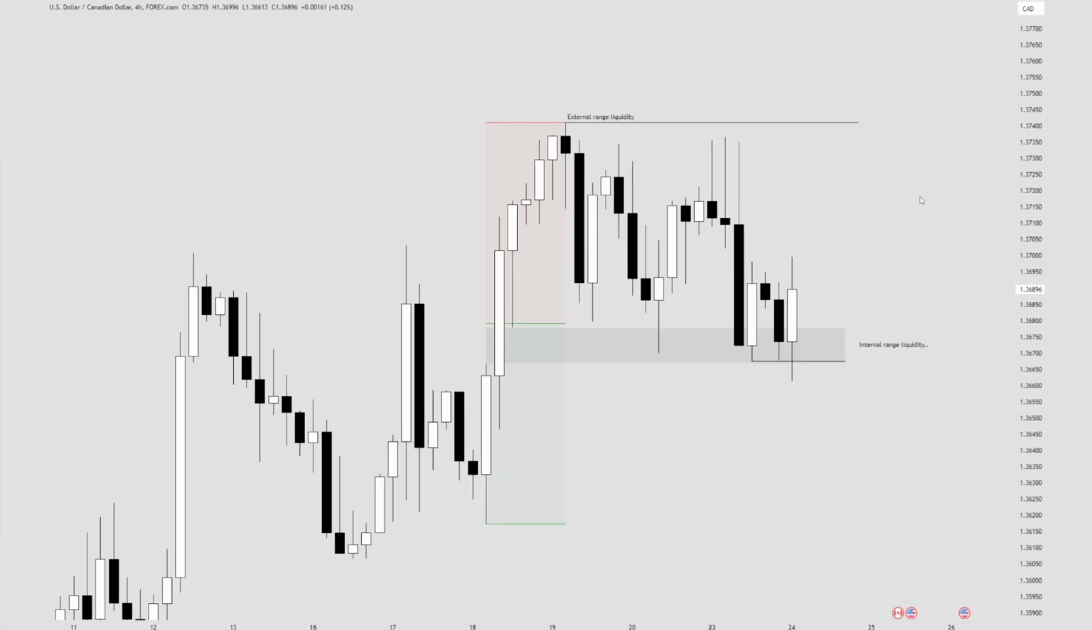When you are guessing external range liquidity, you are definitely on the right path. You can see that we have failure swings on these highs, which is in this case our next draw on liquidity on the 4-hour time frame.